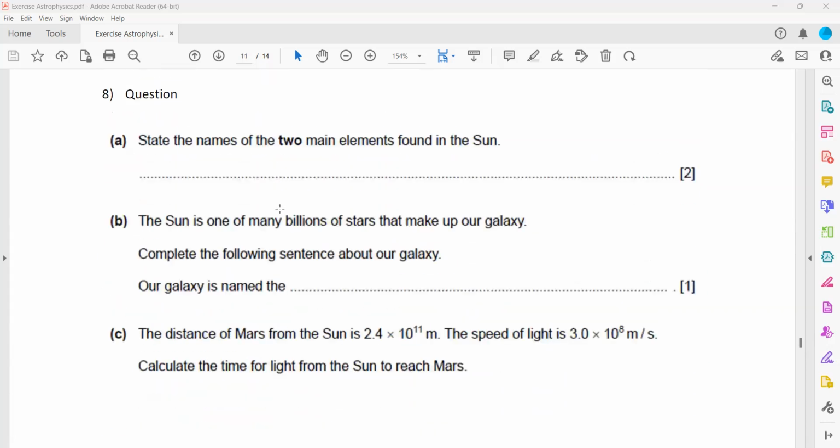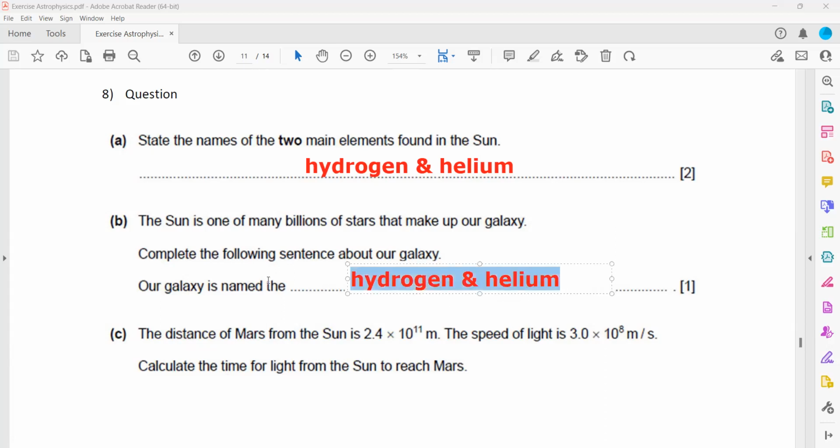In question 8, state the name of 2 main elements found in the sun. Which 2 elements are there in the sun? That's good, hydrogen and helium. You can use your mic, chat, or screen annotation for any question. The sun is one of many billions of stars that make our galaxy. Complete the following sentence about our galaxy. Our galaxy is known as the Milky Way galaxy.